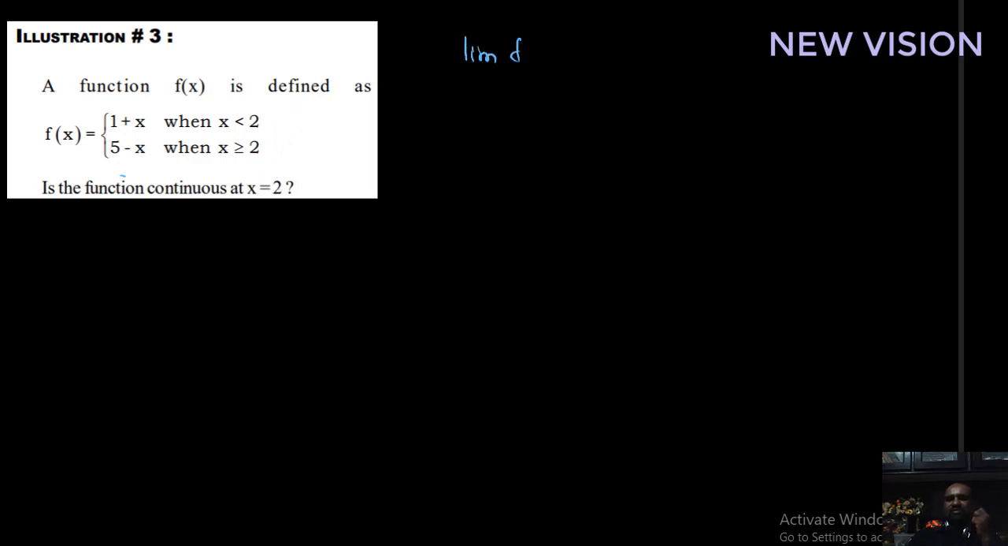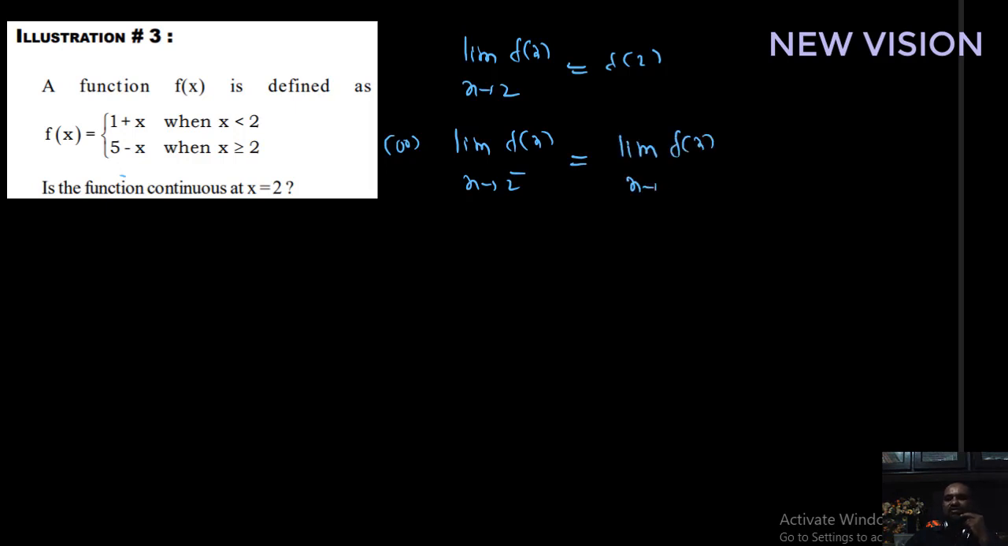If the limiting value of f of x as x tends to 2 is equal to f of 2, then I can say that it is continuous at x equal to 2. Or, the limiting value of f of x as x tends to 2 minus should be equal to the limiting value of f of x as x tends to 2 plus, and should be equal to f of 2, then I can say that it is continuous at x equal to 2. So I want to find f of 2 minus, that is, I can say LHL.